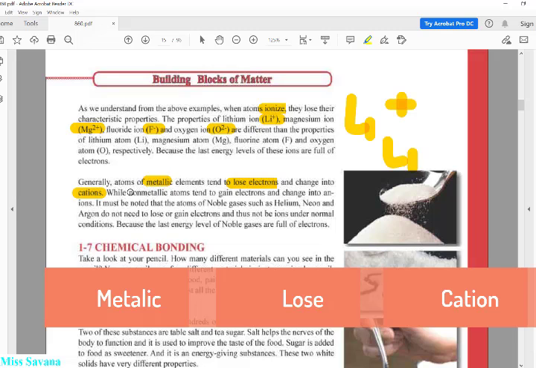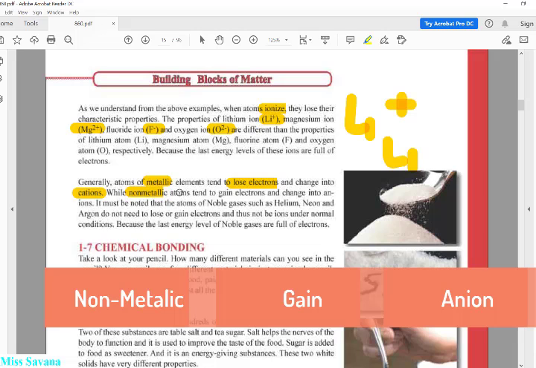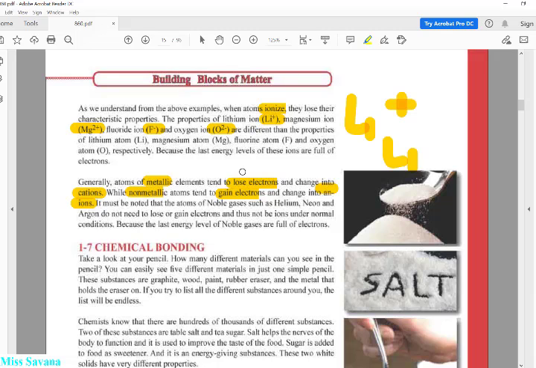While the non-metallics, guys, you remember we took them last year, the non-metallics are almost like the gases, mostly the gases tend to gain an electron and change into an anion. Okay, so now remember, you have metallic, lose, cation. Non-metallic, gain, anion. Okay? It must be noted that the noble gases such as helium.